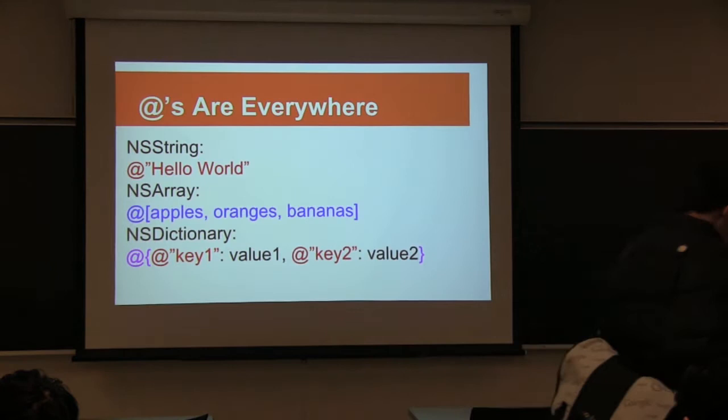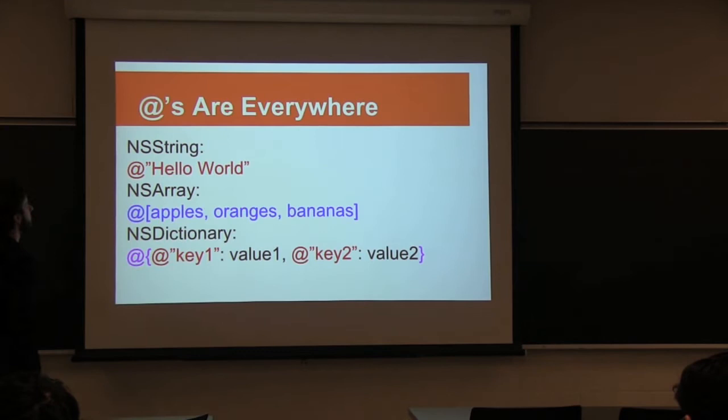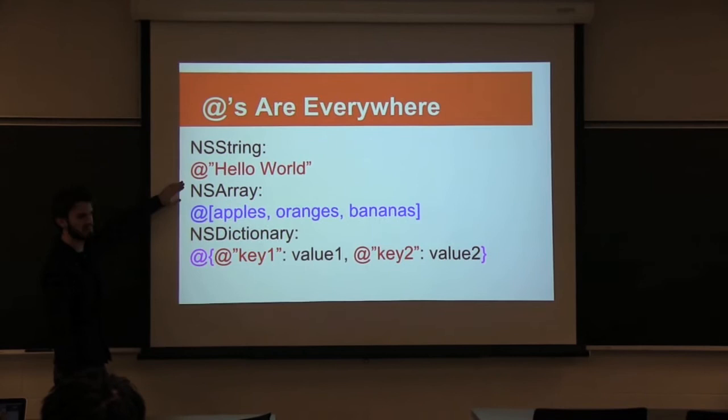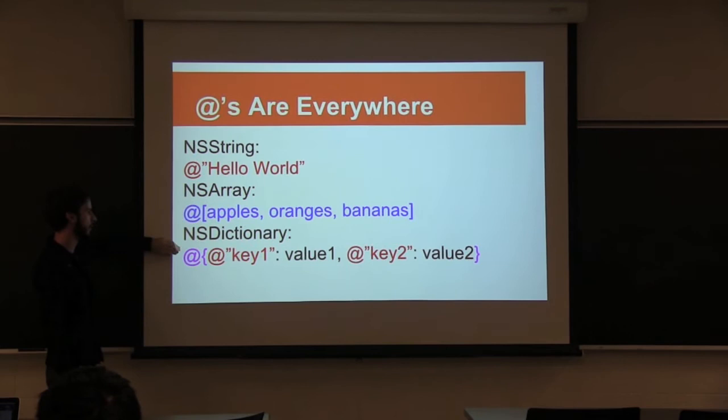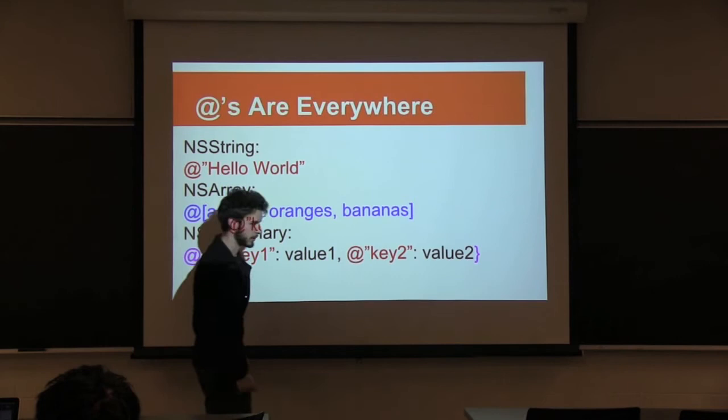So this also illustrates our three main data structures, the ones that you're working with most often. NSString, you just have a regular string with an at in front of it. NSArray is the case with these other two. For an array, we just have comma separated values. And then NSDictionary is like an unordered map, hash table, whatever. And it's just a key value data structure.